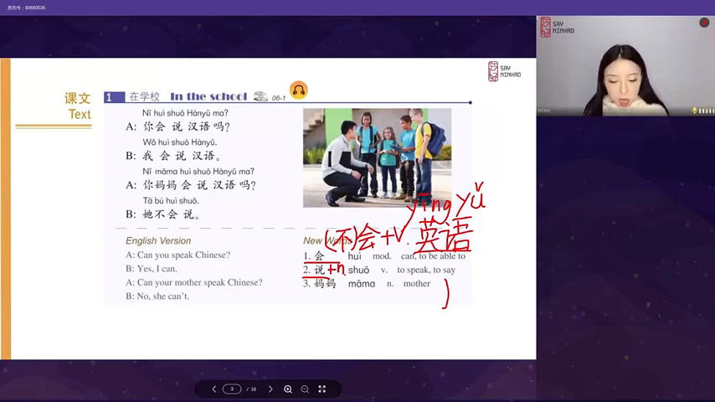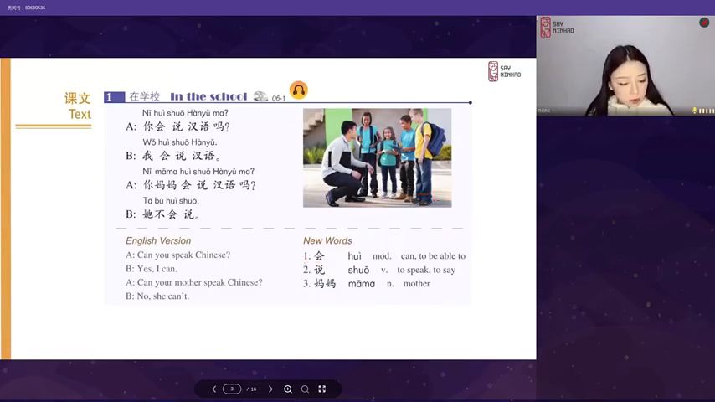Last one is 妈妈. Mama, it means mother. And the second ma is a neutral tone, okay? We've learned about the rules of neutral tone before. And there are many words like kinship. For example, mama, baba, 爷爷, 奶奶, okay? This is mama, mother. So now let's read from the start, each word twice.